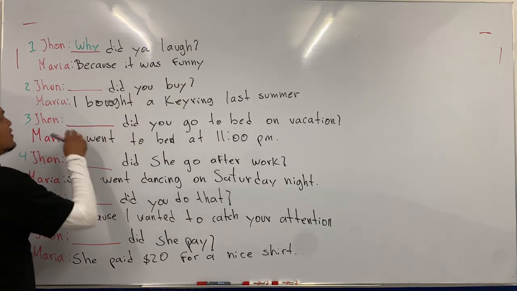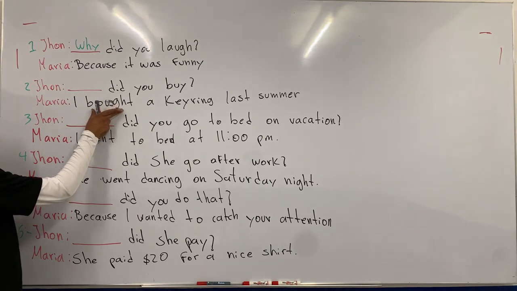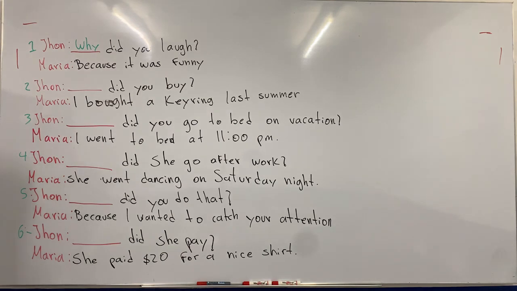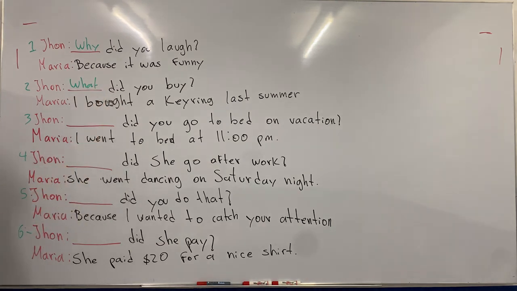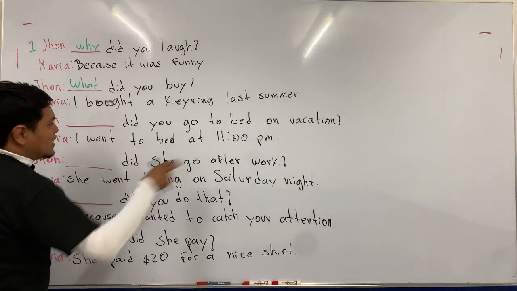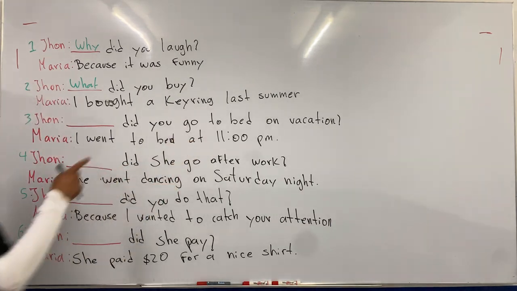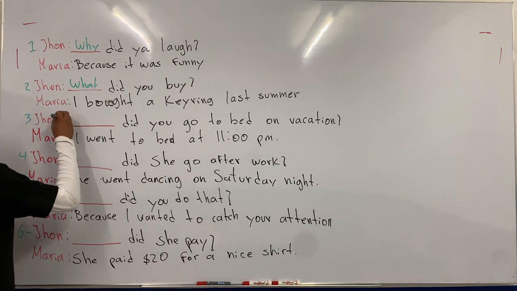did you buy? I bought. Simple past, right? Irregular verb. I bought a keyring last summer. And the perfect word is what? What did you buy? I bought a keyring last summer. Check this. Did you go to bed on vacations? I went to bed at 11 p.m., right? In this case, it is what time?